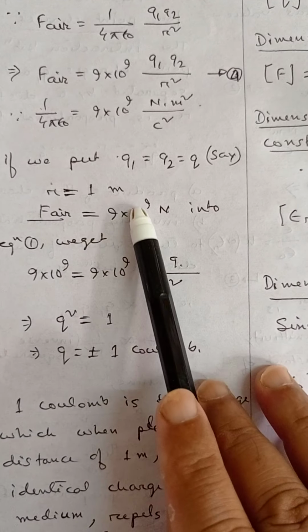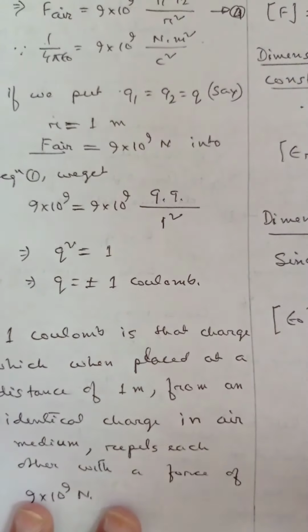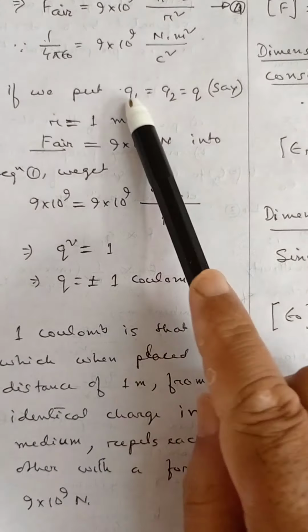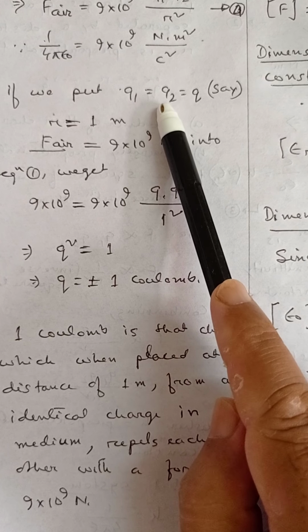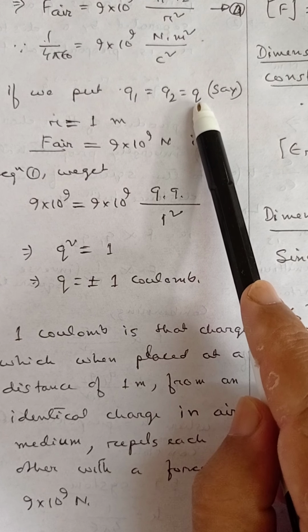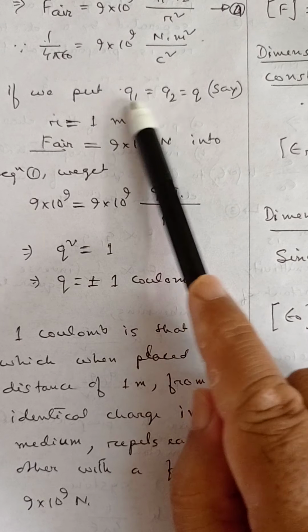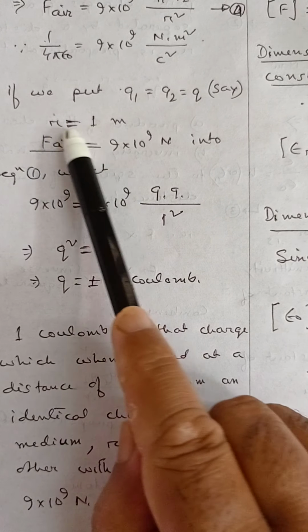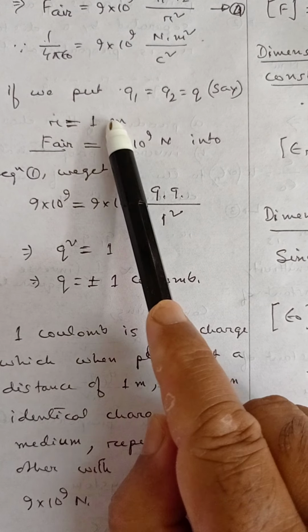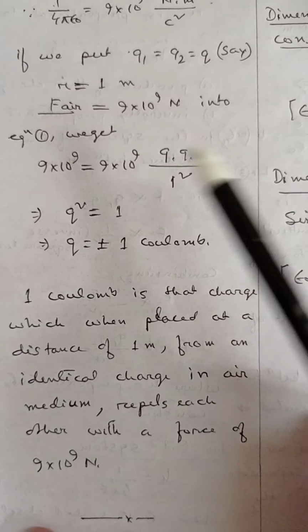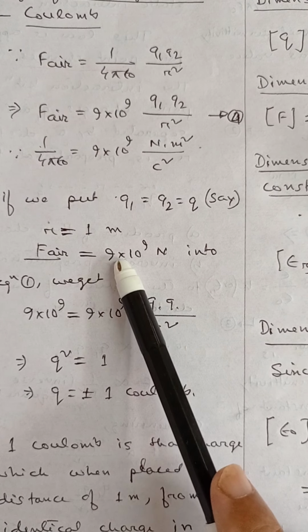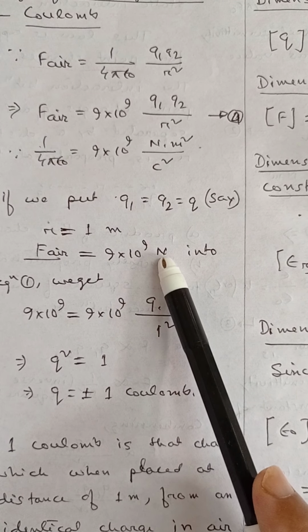Now, in order to define charge, I take identical charges. That is why Q1 is equal to Q2. Say their magnitude is given by Q. Both the charges are identical. The distance of separation between them is 1 meter, and the force of interaction between them is taken as 9 into 10 to the power 9 Newton.